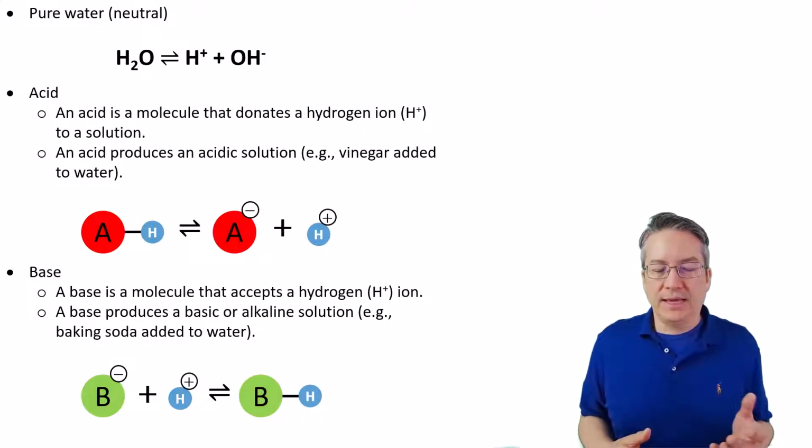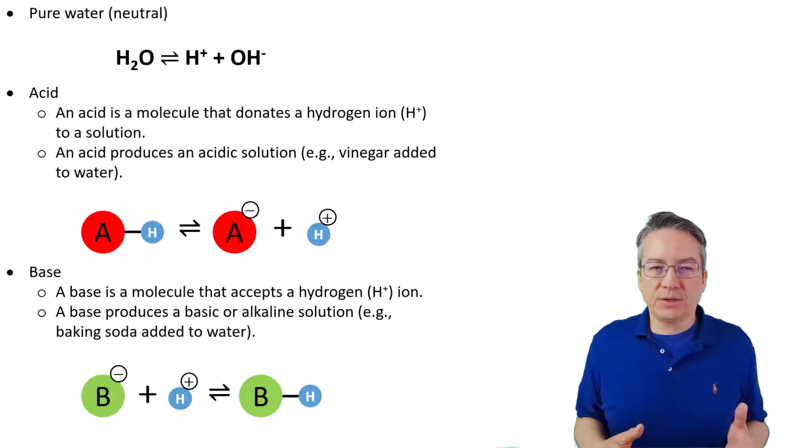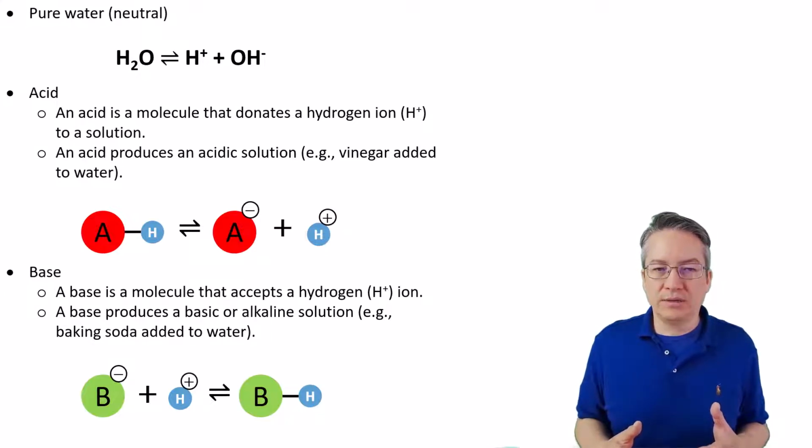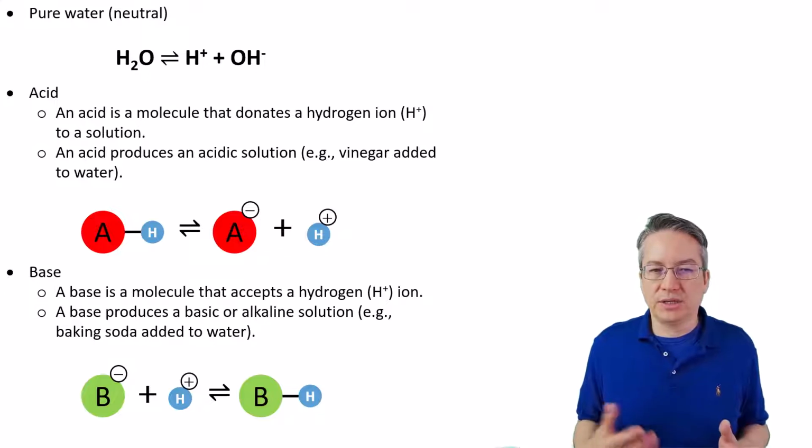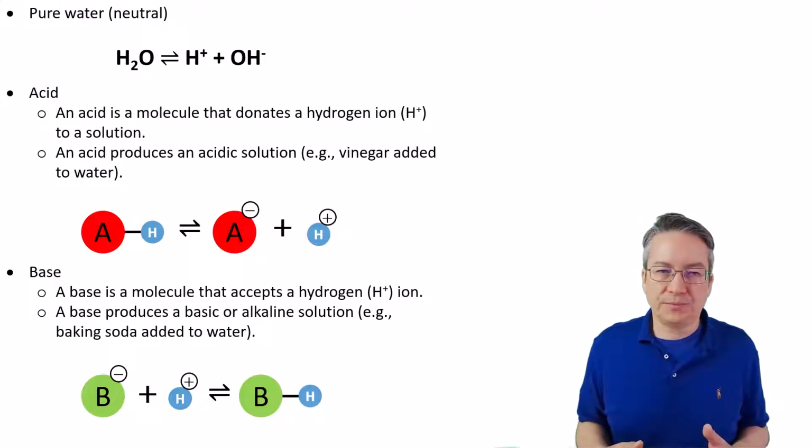We have our acid shown with an A. It has a hydrogen ion covalently bonded to it. We have this breaking apart, a dissociation, and now we have the acid, which has a negative charge, and then the hydrogen ion, which has a positive charge.